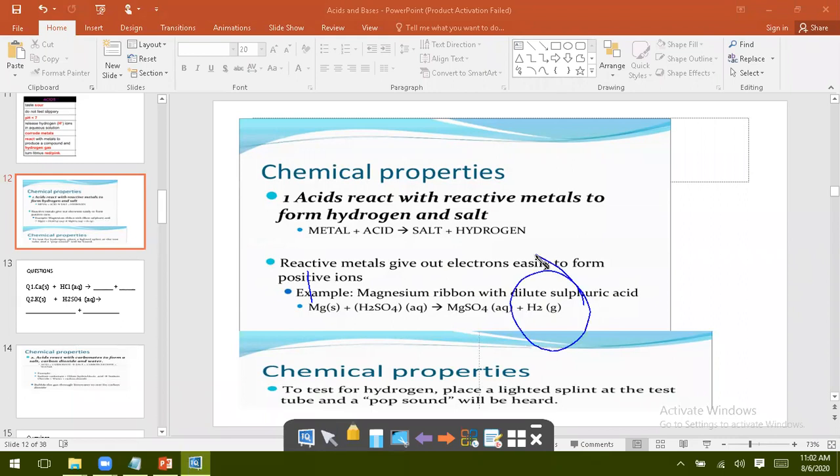Now, to test for hydrogen gas, you will place a lighted splint at the end of the test tube, and if you hear a pop sound, that's an indication of hydrogen gas. So the test for hydrogen gas is called the pop sound test.